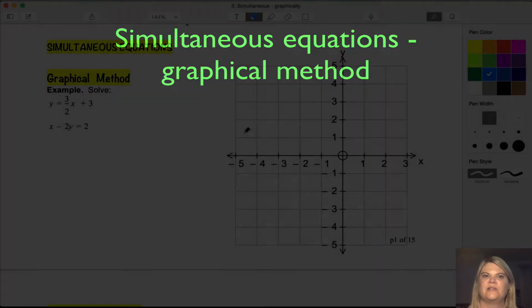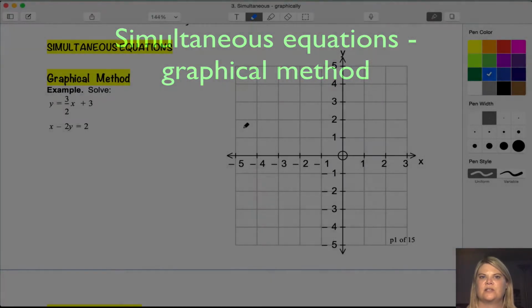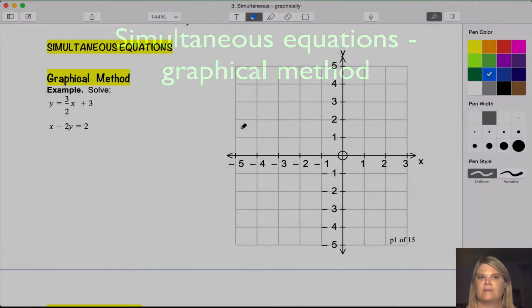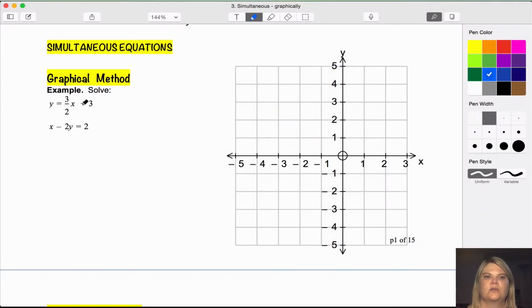Hello and welcome to our video on solving simultaneous equations using the graphical method. We've got two equations here that we need to solve for. All we need to do is graph them on the graph. Now we'll be assuming we're doing this by hand.